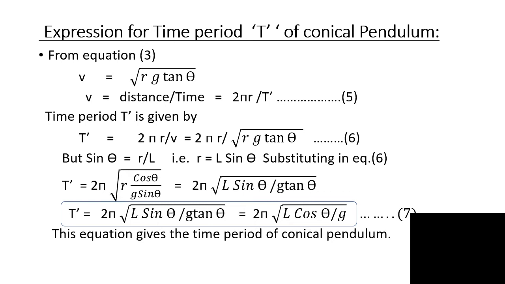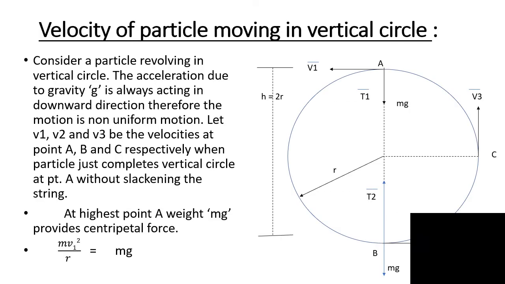Now we study the next article, that is vertical circular motion. First we determine the velocity of a particle moving in a vertical circle.